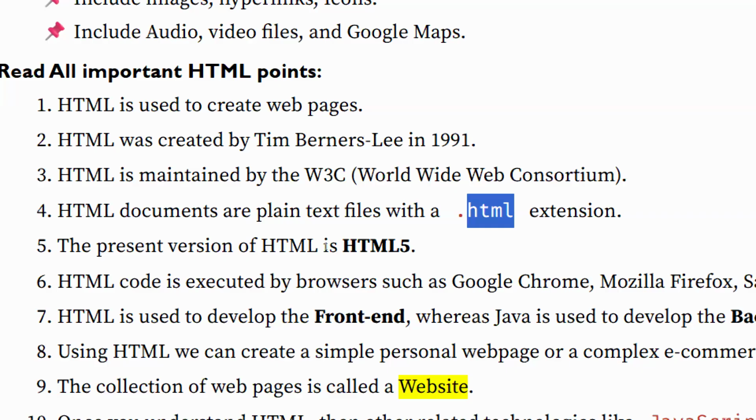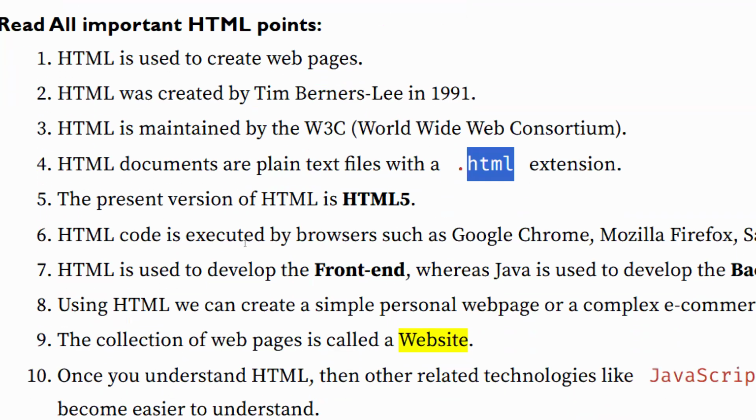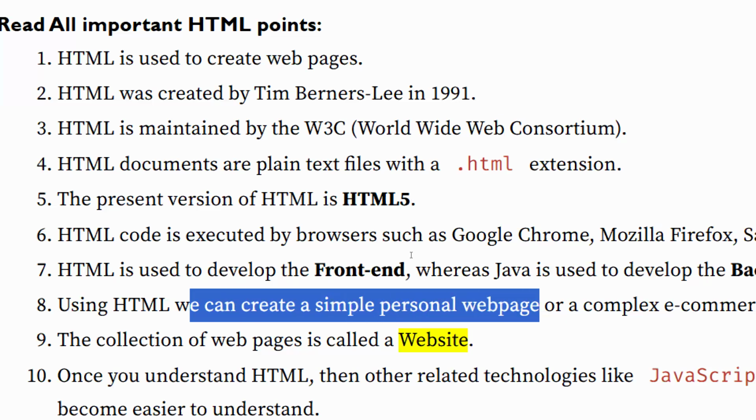HTML5. HTML can be executed with browsers such as Google Chrome and Mozilla. HTML is for the front end, whereas Java is for back end development. Using HTML you can create simple personal web pages. Simple websites, your website also uses HTML. Even Amazon is also using HTML for its website.